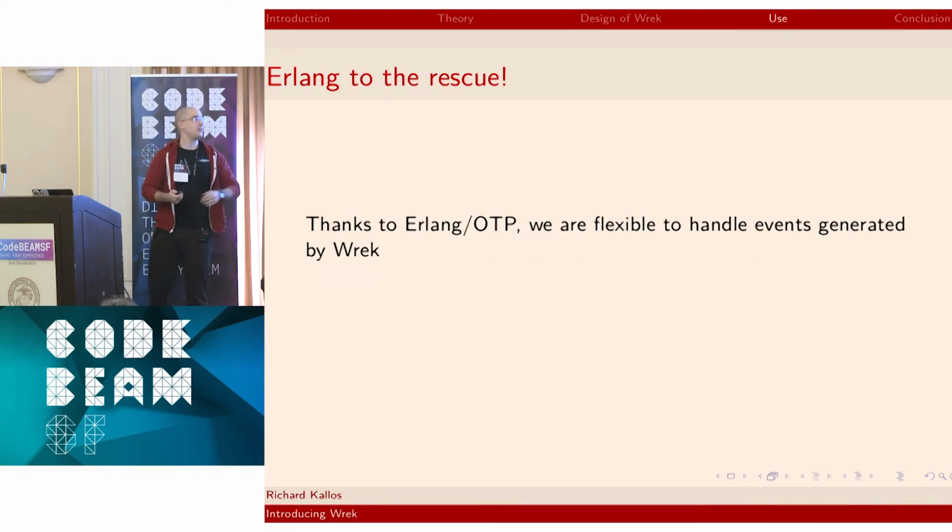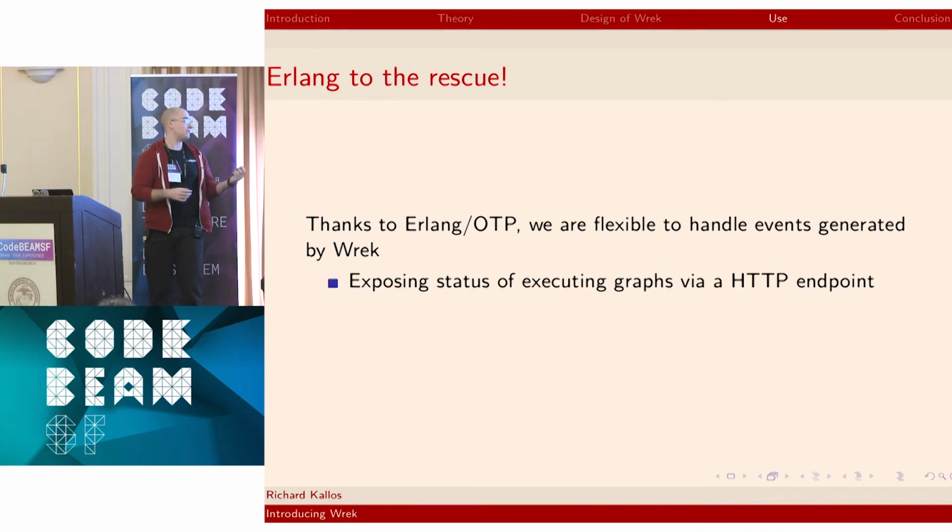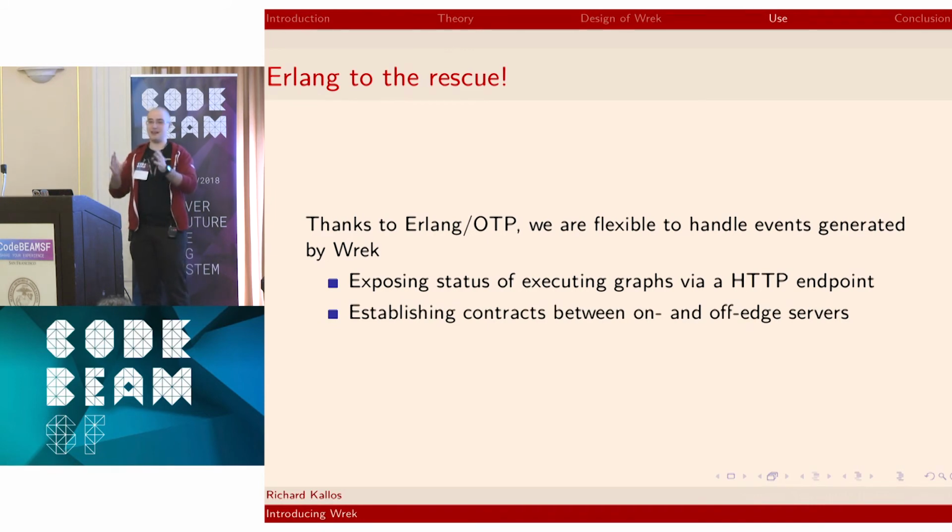And so thanks to Erlang and OTP, we're very flexible with how we handle events generated by Wrek by adding handlers. And 2 cool things that we want to start doing are, first, exposing the status of graphs as they're running through some HTTP endpoint. You open a page, you see your graph, things turn green. It's really satisfying. And another thing that we are interested in is establishing contracts between servers and exposing information to each of the servers so that they can check if there's agreement and raise an alarm if there isn't.